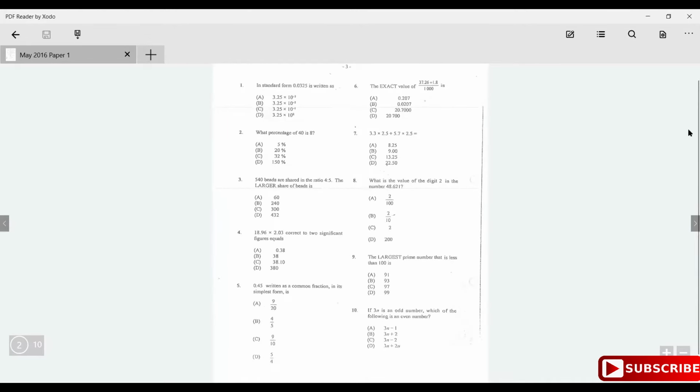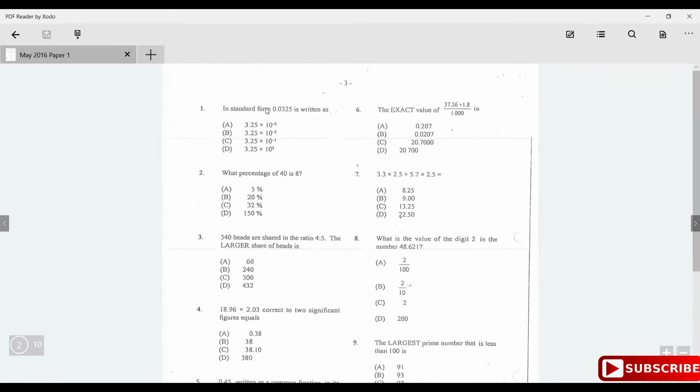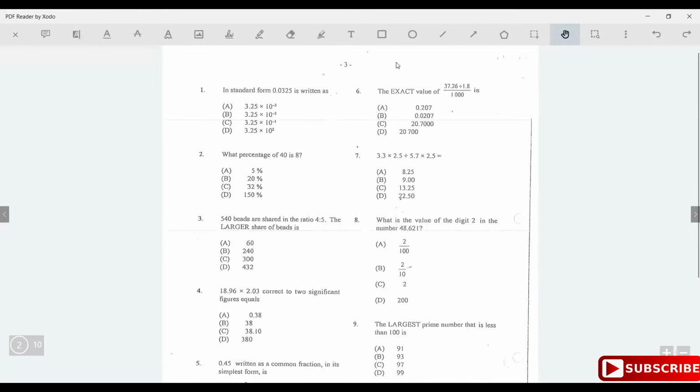First question, it says, what is 0.0325 written in standard form? Now, the first thing you should do is, you know that you need to move your decimal place, and you're moving your decimal place two steps to the right. And so then it's going to be 3.25. Going to the right is negative. Moving the decimal place to the right is negative. So it's 3.25 times 10 to the negative 2. Going to the right is negative.